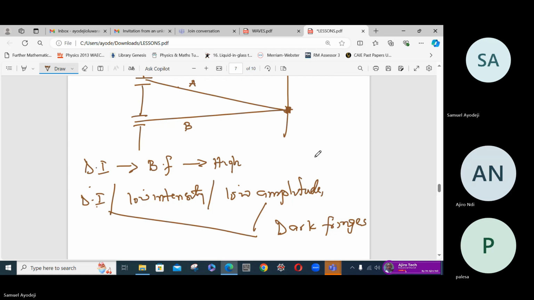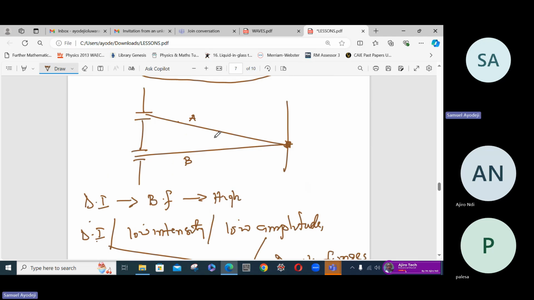Now, if I want destructive interference to occur, with many dark fringes, this is now dark. Let's say I have dark fringes here.